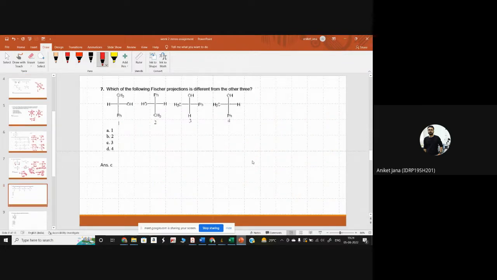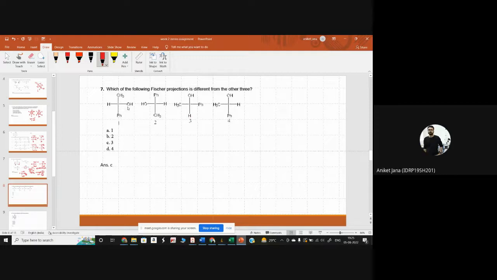Okay, so tell me which one is different from the other three, and why. Option C. Why? Sir, because 1, 2, and 4 are identical structures. And the configuration is different for 3.